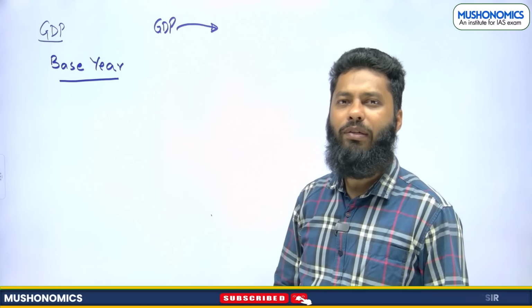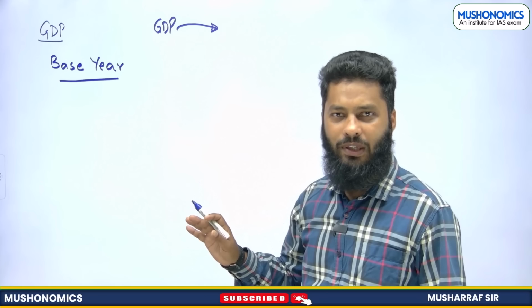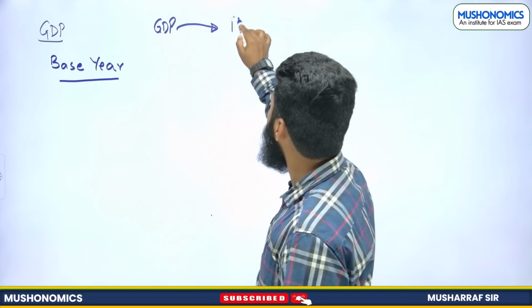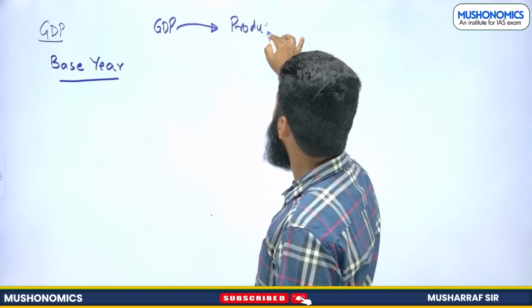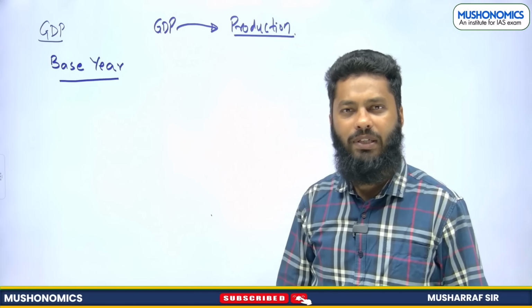The total value of final goods and services that is being produced in a domestic territory of an economy over a period of a financial year, right? So we are basically concerned with the production that is taking place in an economy, right? The production that is taking place in an economy.